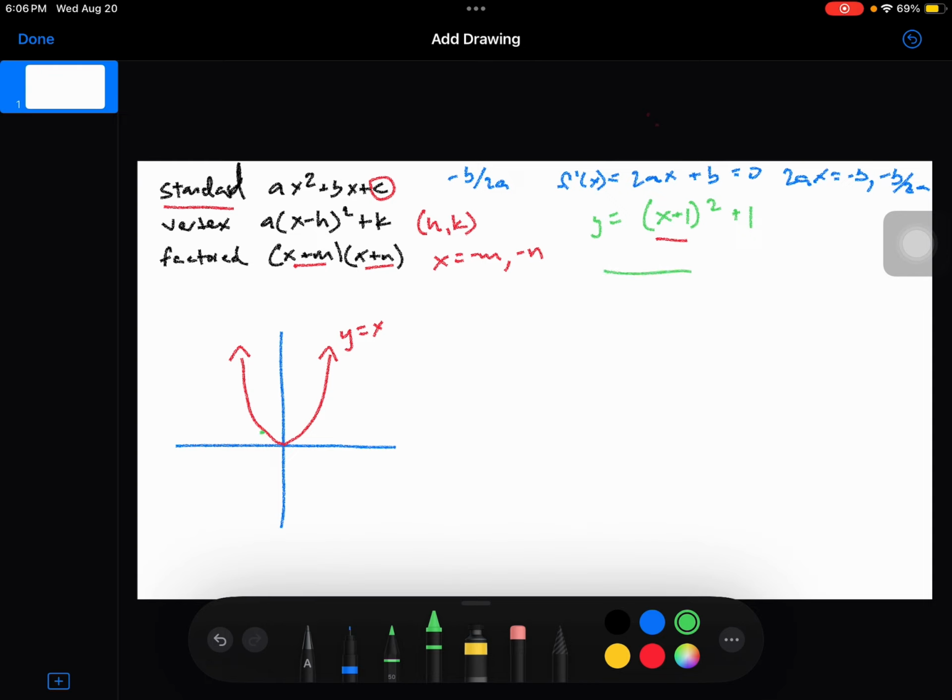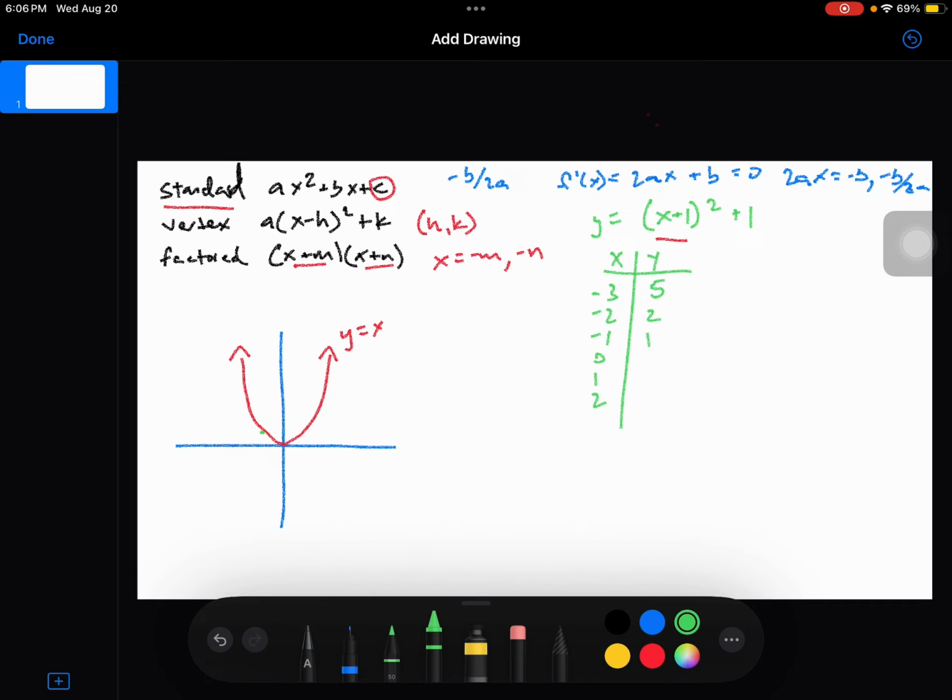Let's make ourselves a table. We're going to have x, and then y is going to be (x plus 1) squared plus 1. So we're going to start at negative 3, negative 2, negative 1, 0, 1, 2. Negative 3 plus 1 is negative 2, negative 2 squared is 4, 4 plus 1 is 5. Negative 2 plus 1 is negative 1, negative 1 squared is 1, 1 plus 1 is 2. Negative 1 plus 1 is 0, 0 squared is 0, 0 plus 1 is 1.